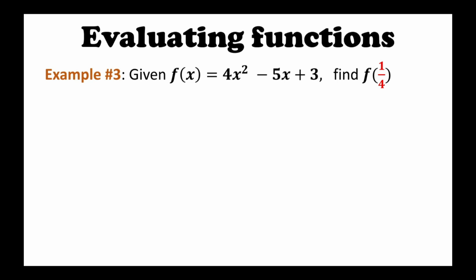How about this third example? So we have this given function 4x squared minus 5x plus 3. Find the f of 1/4. So ibig sabihin, ang input natin dito is 1/4. So same as usual. So we are just going to substitute the value of our x, which is yung 1/4. Then which is equal siya sa 4 times 1/4 square minus 5 times 1/4.